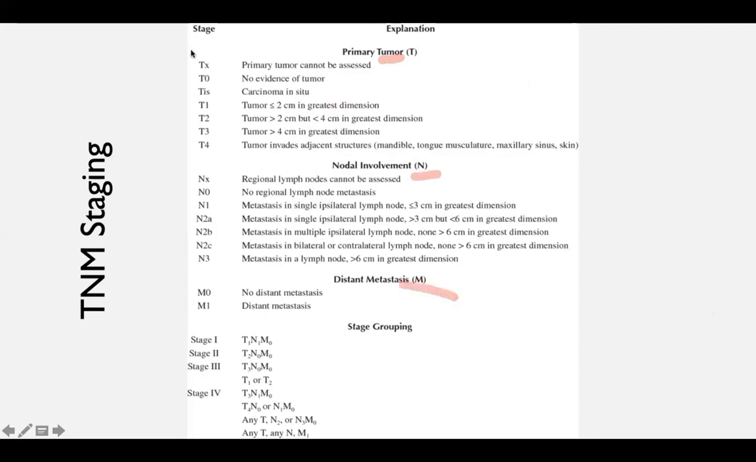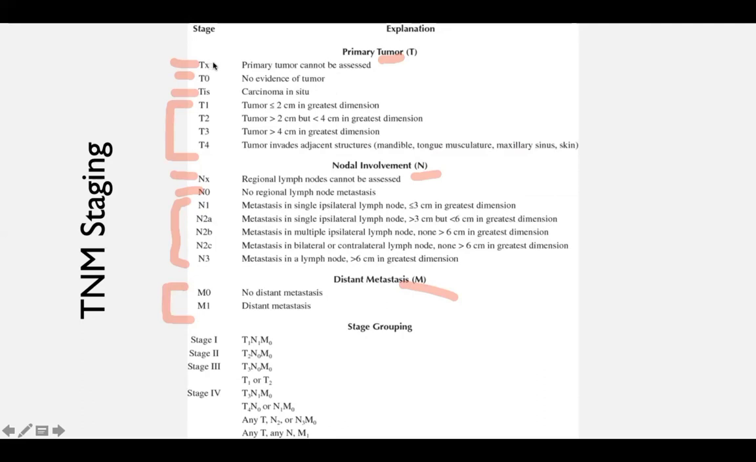So for T, there will be TX, T0, TIS, and 1 to 4, and the same for N. X is where the lymph nodes cannot be assessed, 0 is no lymph node metastasis, and 1, and then there will be subgrouping 2A, 2B, 2C, and then 3. And M0 and M1 is for mets. Let's see what T says.